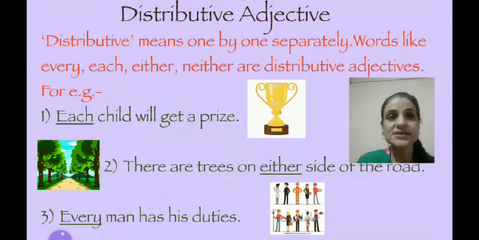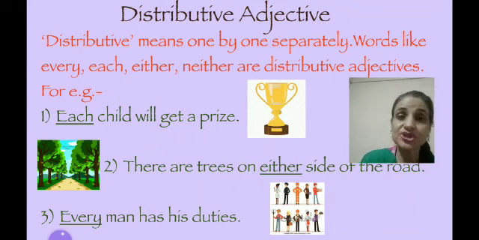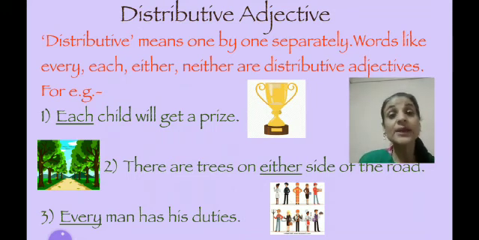Next is distributive adjective. Distributive means one by one, separately, when we talk about distribution. So the words like every, each, either, neither are the distributive adjectives. Example: each child will get a prize. So we are talking about each and every one child. There are trees on either side of the road. Every man has his duties. So each, either, every are distributive adjectives.